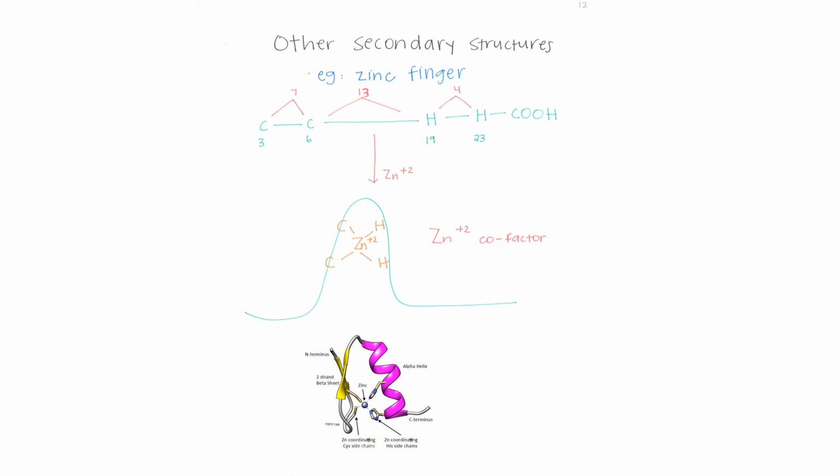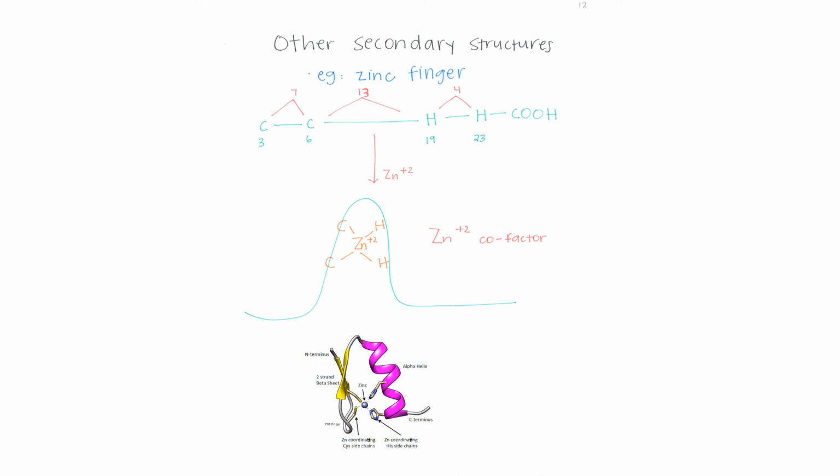So you have a C at position 3, another cysteine at position 6. Then you have a space of 13. Then you have histidine and another space of 4, and you get another histidine. So you have cysteine, cysteine, histidine, histidine. And what happens is when these are spaced in that arrangement with precisely that distance between them, they fold up in the presence of zinc.